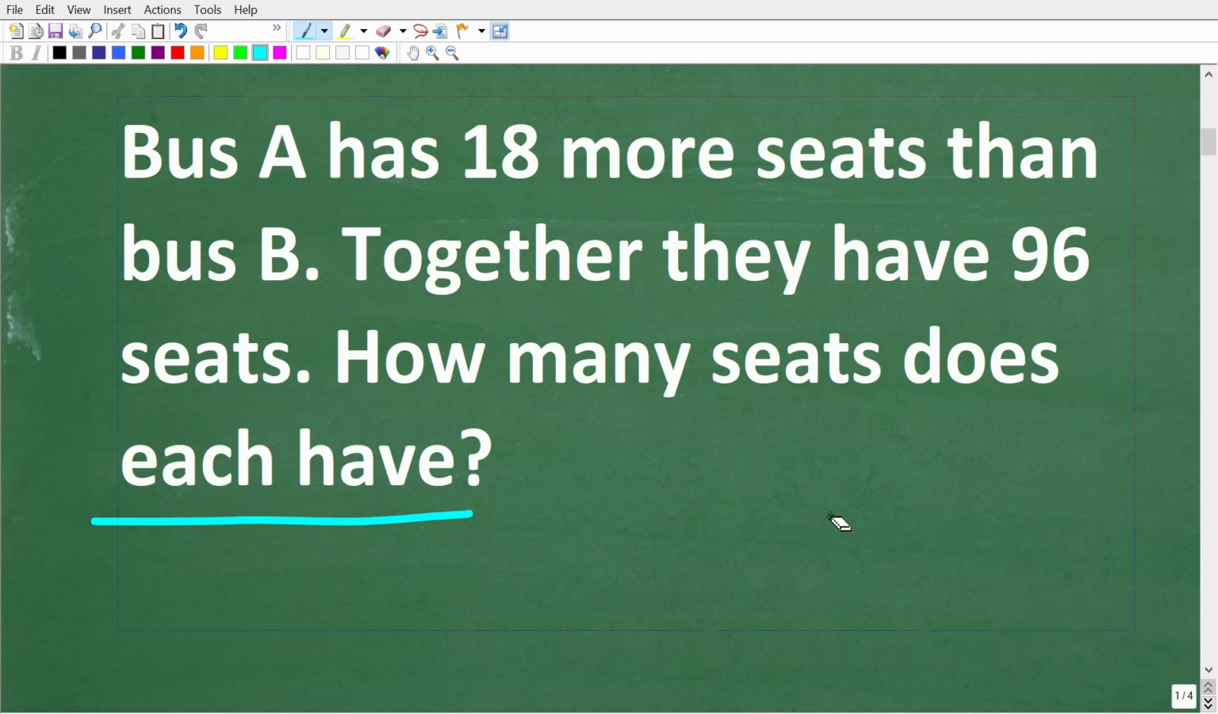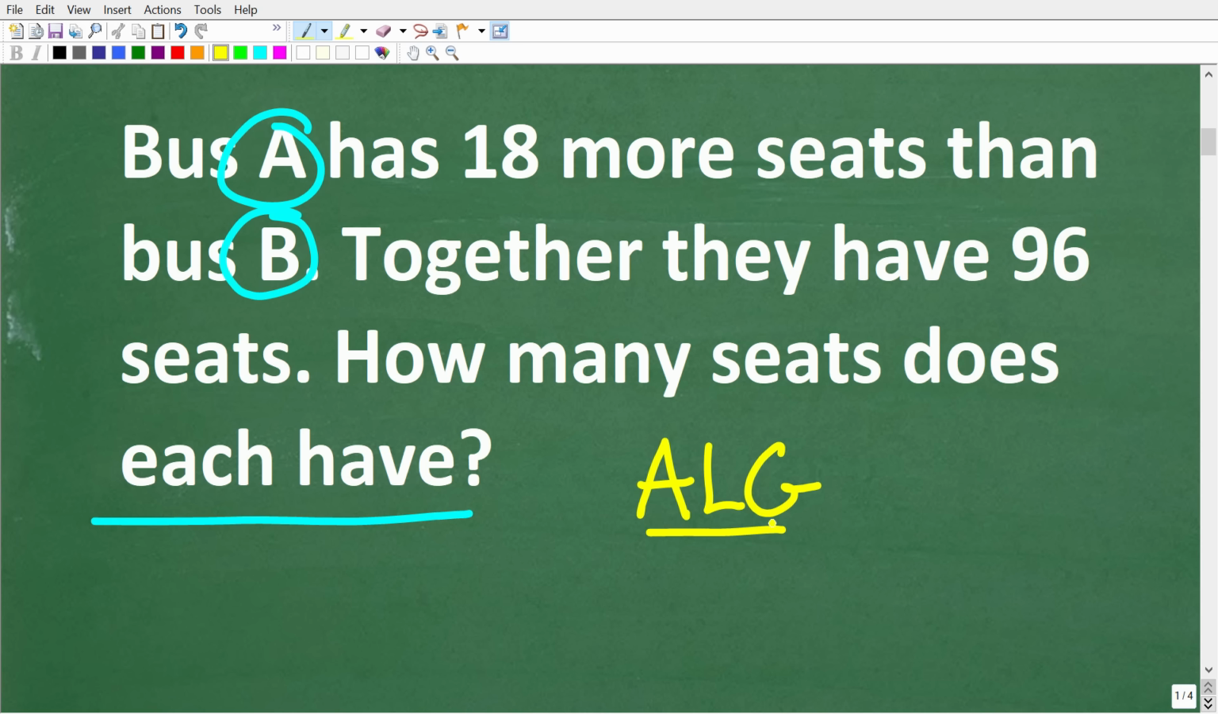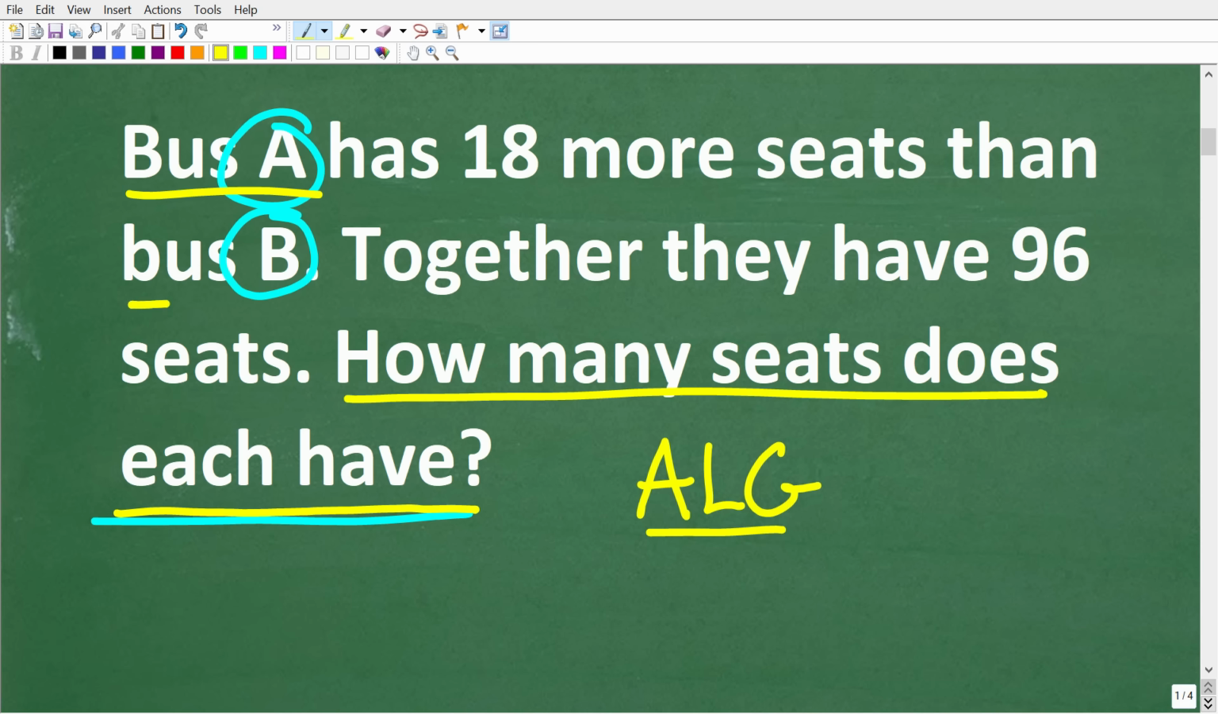Okay, so here we have two buses, bus A and bus B. So we need to figure out how many seats each of these buses has, but we don't know these values. So it's a good idea to think about algebra, because the whole idea behind algebra is to use variables to represent unknown values. And the question here is how many seats does each bus have? So I'm looking for the number of seats for bus A and bus B. So it's a good idea to establish two variables that represent what we're looking for. So let's go ahead and do that right now.